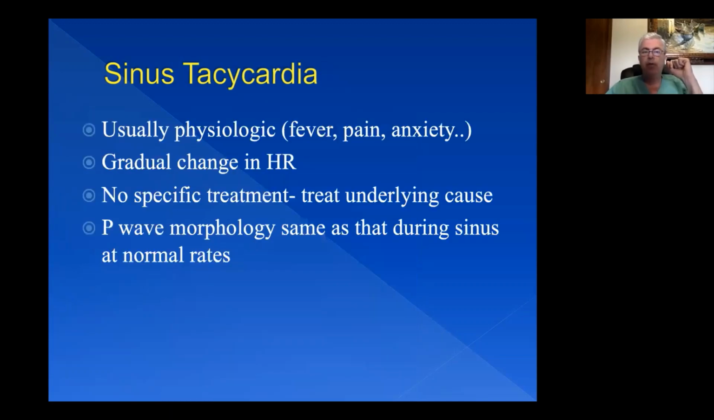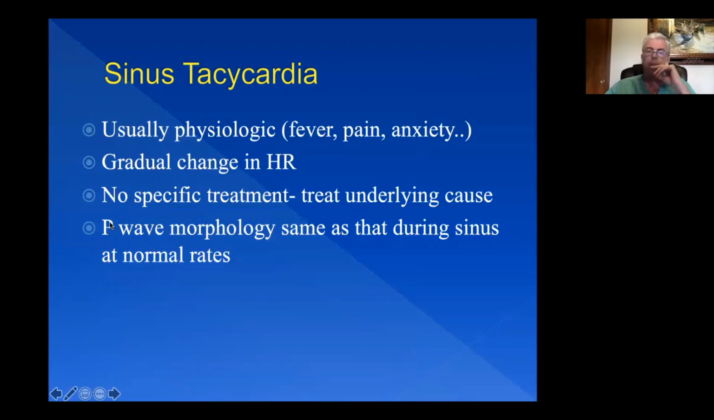It's easy to recognize. Your sinus tachycardia usually is a secondary phenomenon to something else going on: fever, pain, anxiety, hypotension. And it's usually gradual in change in heart rate, up and down. You will see like a sand dune or a hump. That's typical of sinus tachycardia. You don't need to specifically treat that. There is an entity called inappropriate sinus tachycardia. It is not a common one, and its treatment could be challenging. But for sinus tachycardia, you really need to treat the underlying cause. P wave morphology would look the same as that P wave during sinus at normal rate, positive in lead 1 and lead 2.